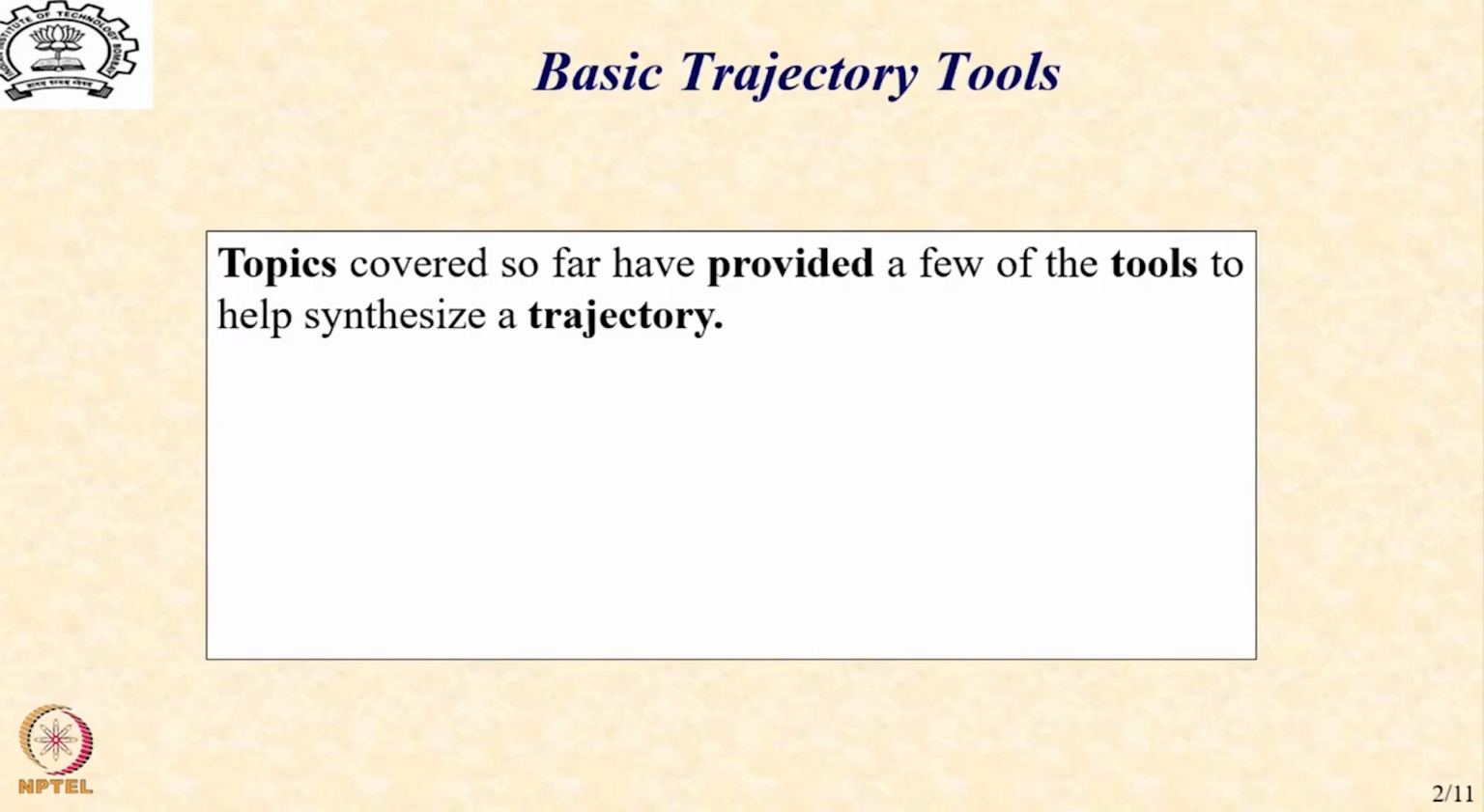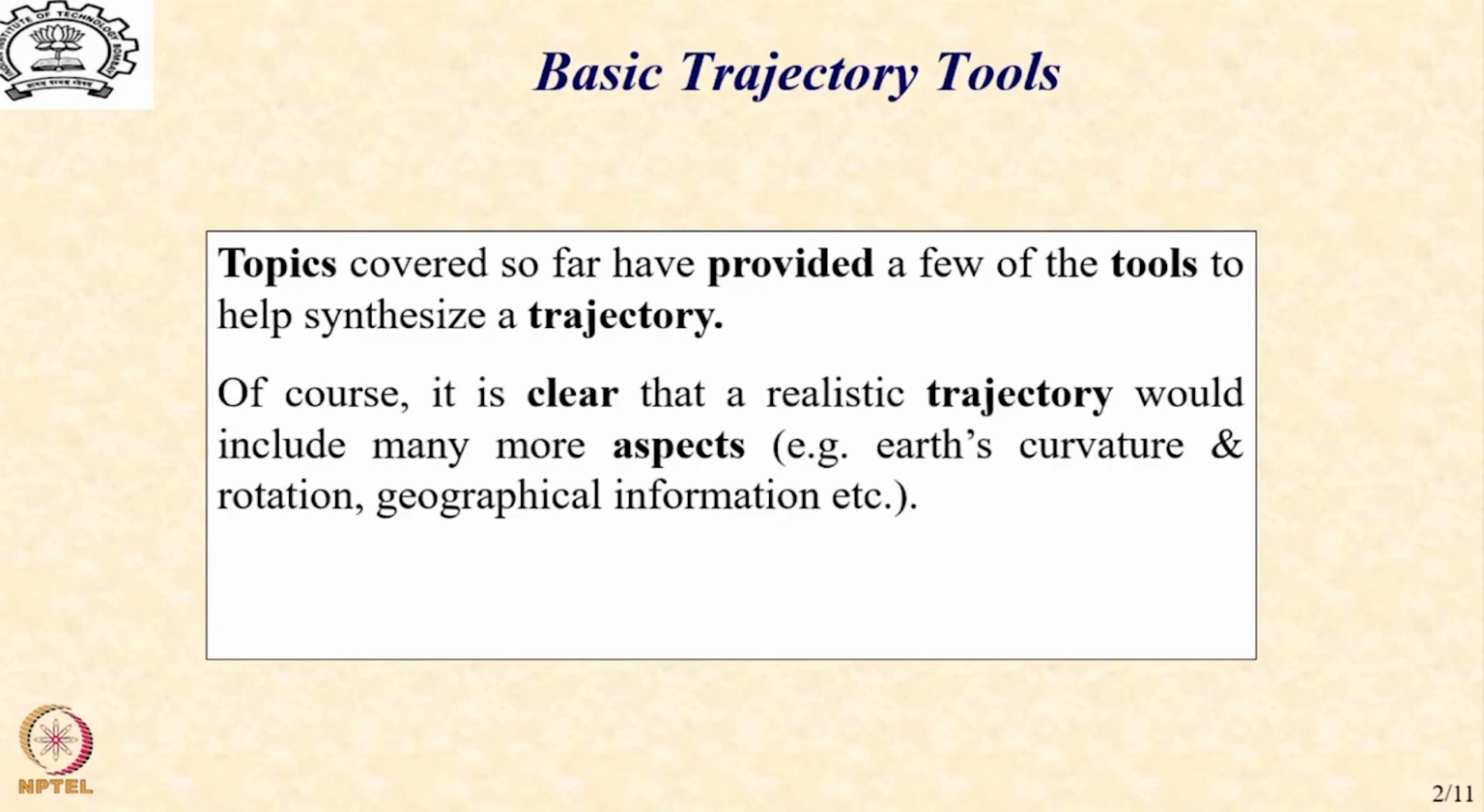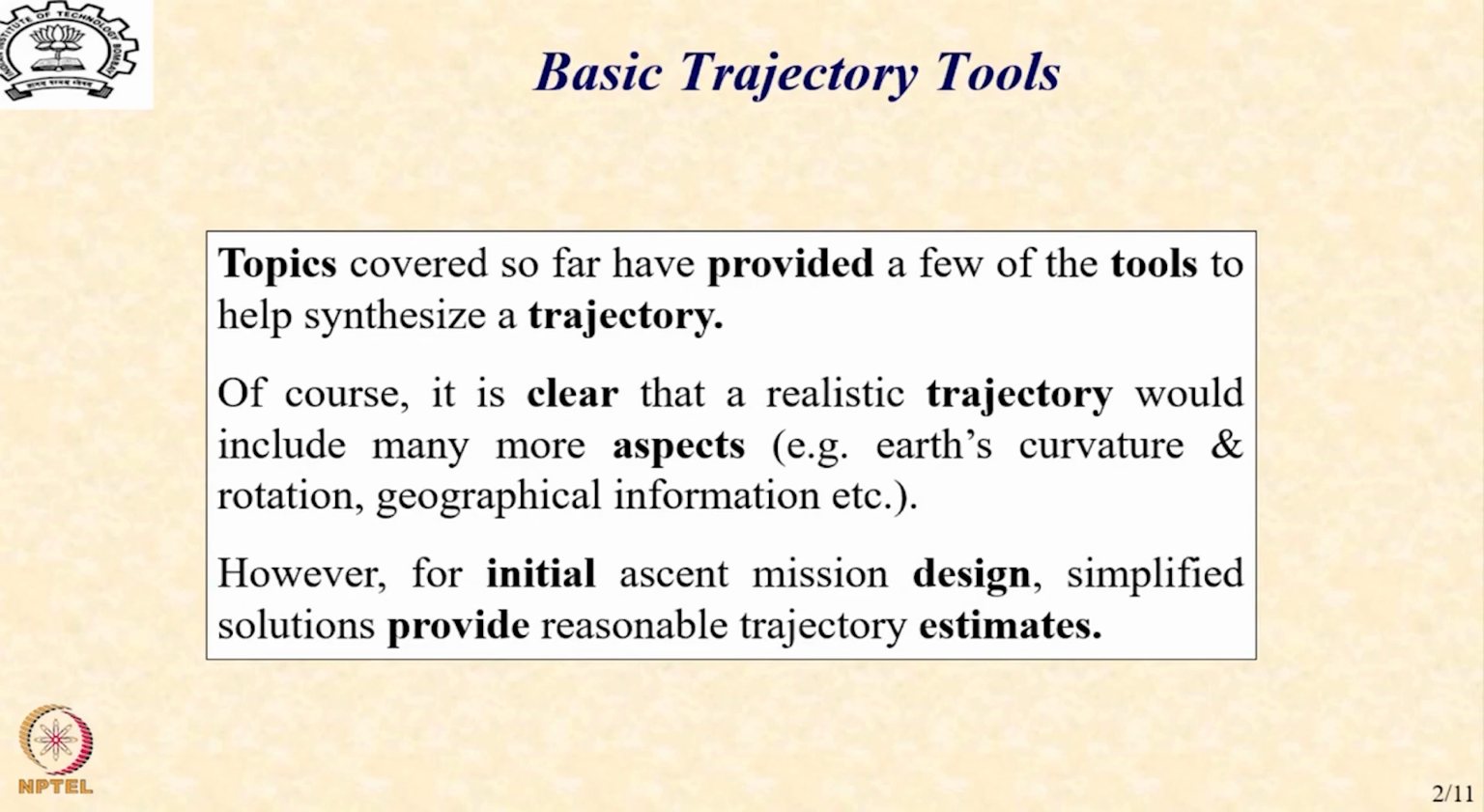So in this regard, we note that topics covered so far have provided a few of the tools to help synthesize a trajectory. Of course, we are also aware of this fact that a realistic trajectory would include many more aspects such as Earth's curvature and rotation, geographical information, etc. However, for initial ascent mission design, the simplified solutions that we have discussed so far are capable of providing reasonable trajectory estimates.